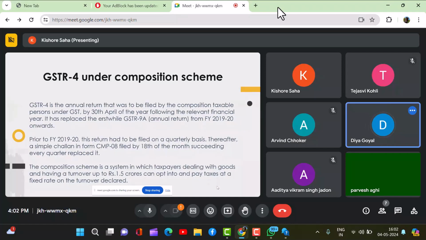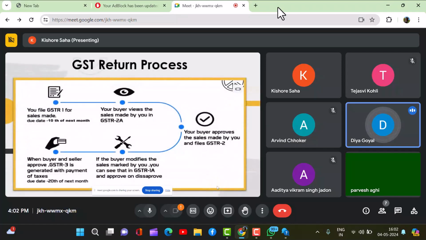Kishore has already explained the composition scheme, so we are moving forward to the GST return process. Kishore, next slide.